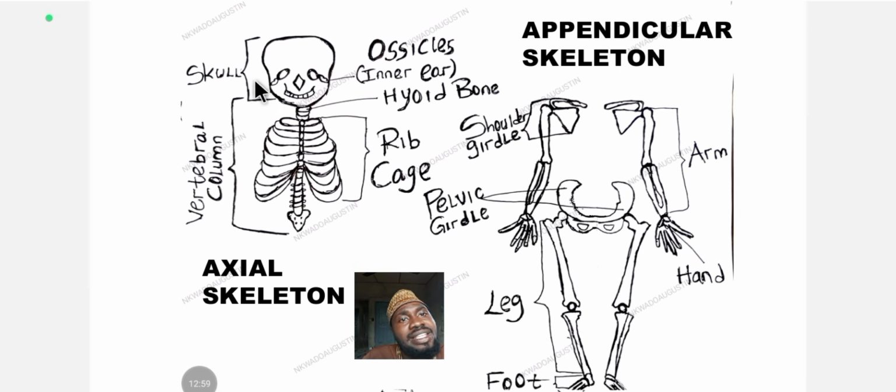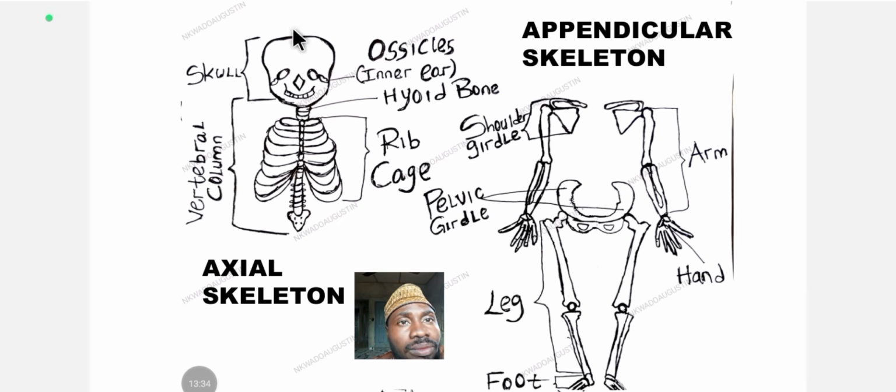For the axial skeleton, it consists of this straight line in the body. Everything you have here is the axial skeleton. So it consists of the skull, the vertebral column, this bone that runs through the base of your head down to your butt, and the ribs and the sternum. That is the axial skeleton.